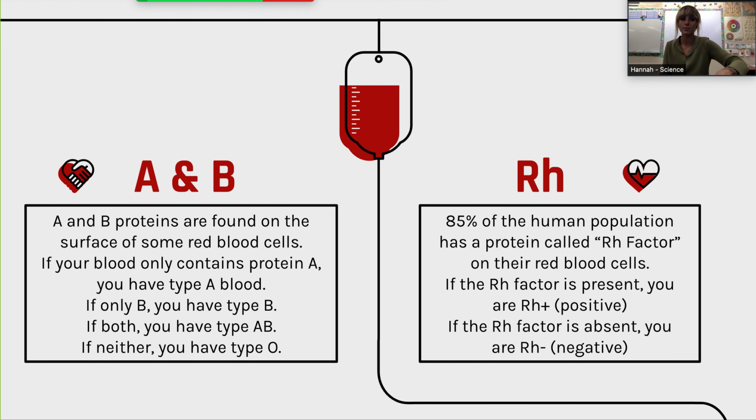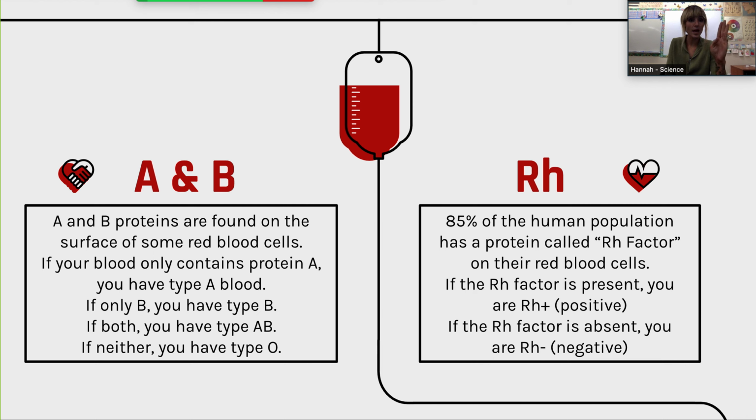type that you have. And like I mentioned, we look at A and B, and we look at what's known as the Rh factor. And this is what's going to determine if you're positive or negative. So 85% of the human population has a protein called the Rh factor on their red blood cells. So if you have that Rh factor, then you are positive. If you do not have it, then you are negative.